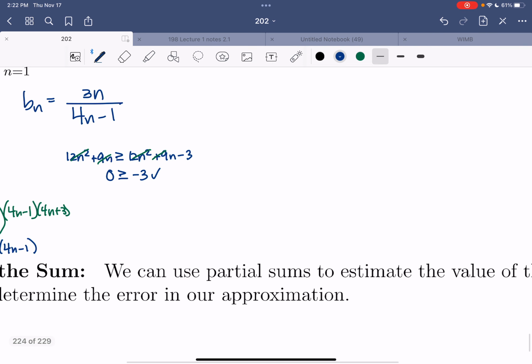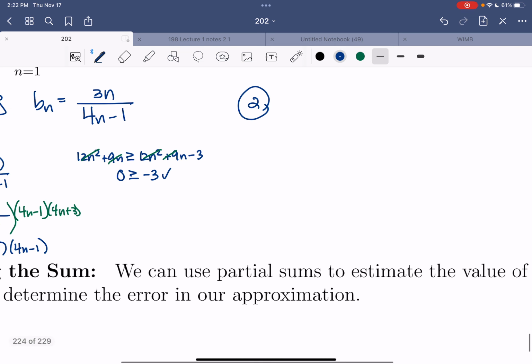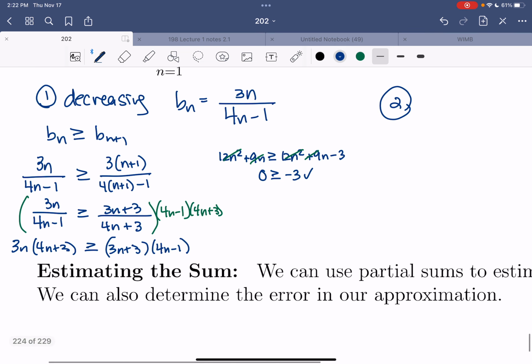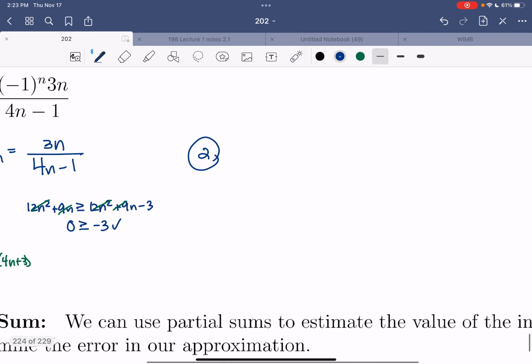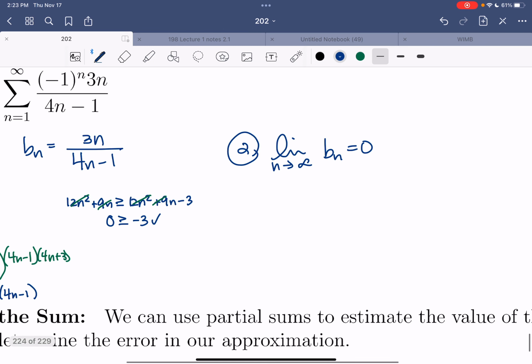Okay, next, number 2. And now you can see why we worked on showing things were decreasing, because we need them to show things like the alternating series test. The second piece, we need to show that the limit as n goes to infinity of bn is equal to 0.